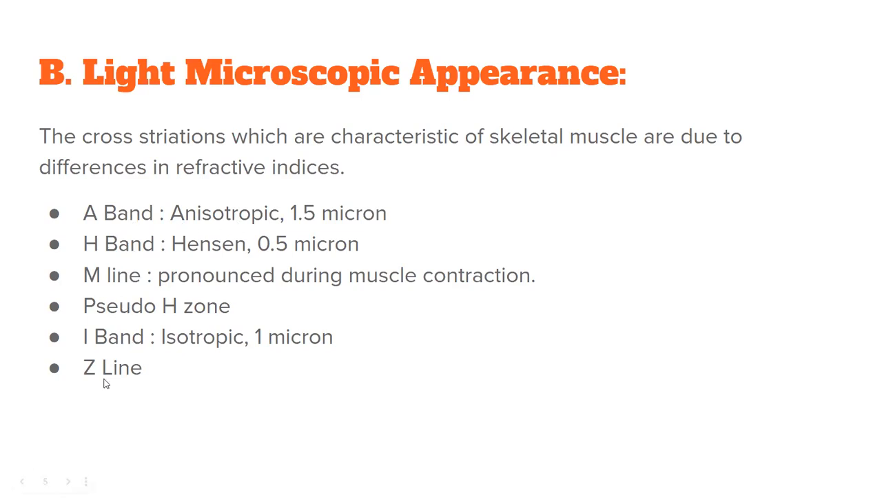A stands for anisotropic, I stands for isotropic. These are the two important bands that we need to remember. The A band is anisotropic, so it appears dark, whereas the I band is isotropic, so it appears light. The A band consists of your thick filaments, whereas your I band consists of your thin filaments. In simple terms, we'll be talking about it with respect to a diagram.